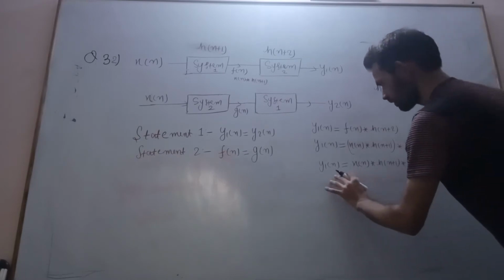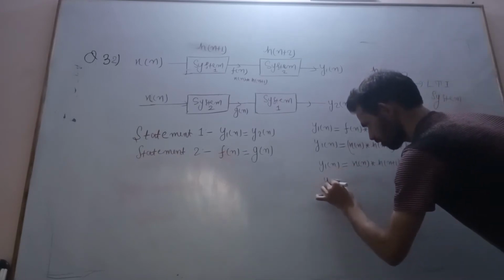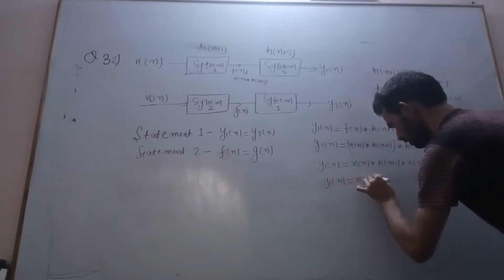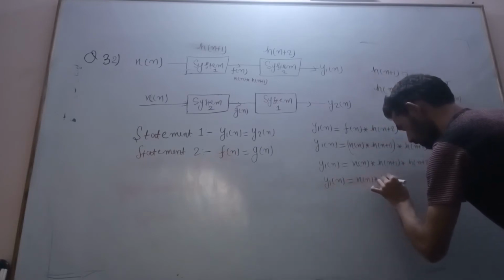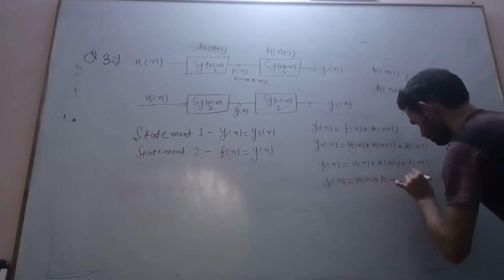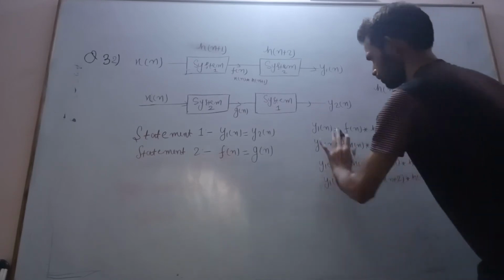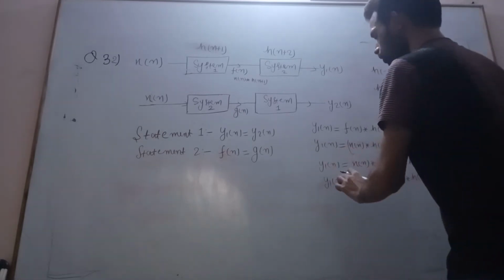Okay, so this is my y1 of n, or you can say y1 of n is equal to x of n convolution h2 of n plus 1 plus h of n plus 2 convolution h of n plus 1. You can see this also. Okay, so this is my y1 of n.